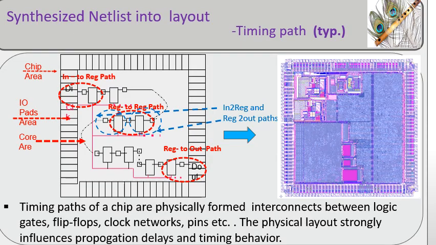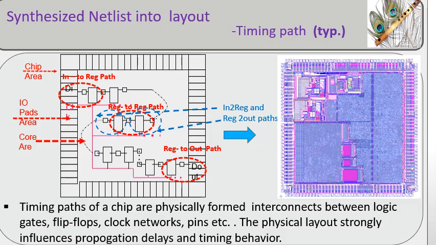The figure shows the synthesized gate-level netlist transformed into a physical layout through placement and routing across the chip area. This physical realization introduces real interconnect delays, parasitics, and loading effects impacting timing behavior.